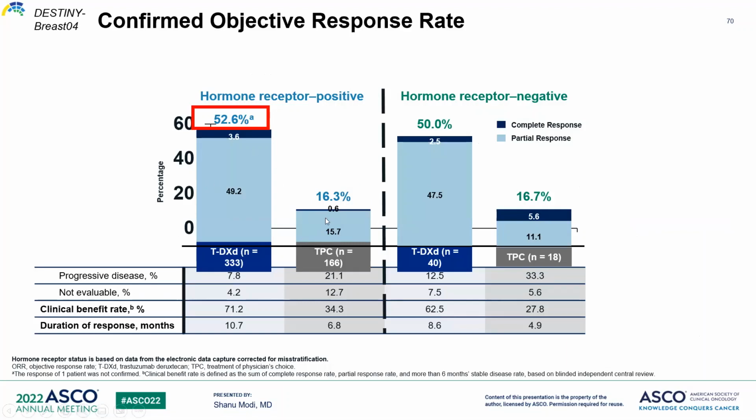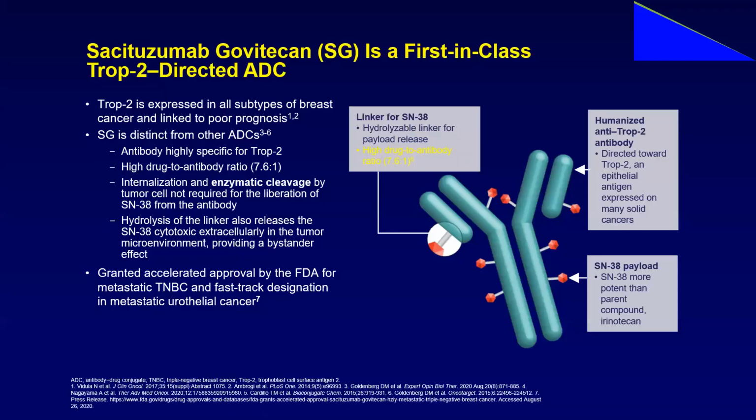Look at the objective response rate with giving chemotherapy alone, very low. So having it shrink or disappear is a meaningful endpoint as well. It feels good to patients. It helps them be less symptomatic from the cancer. Another antibody drug conjugate that has recently had data come out is sacituzumab govitecan, known as Trodelvy.